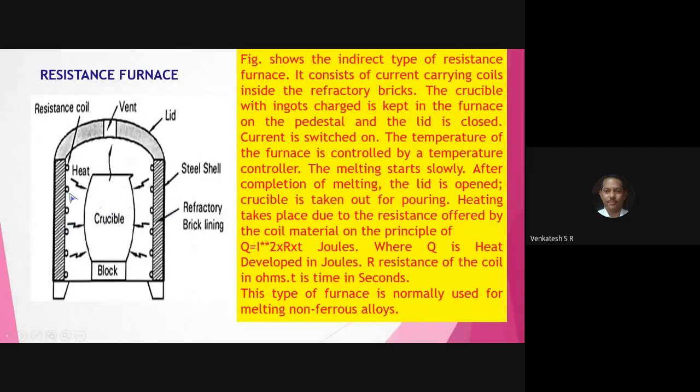Inside that, remember all of you, there will be a resistance coil, which is made from copper. This is also circular, placed inside the refractory brick lining. On that, there will be a steel shell, and the brick lining, steel shell, and the coil are covered by the lid. This lid is usually made from steel, low carbon steel or medium carbon steel, and there will be a hole that is called the vent.